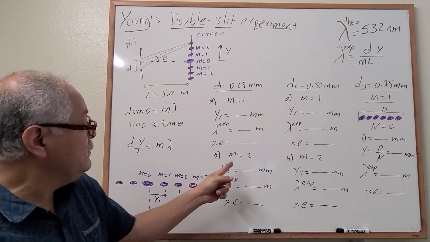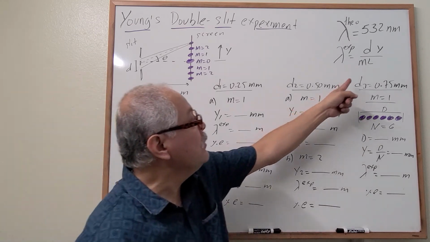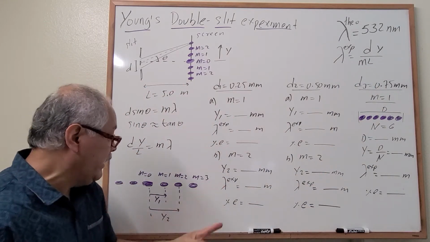Let's go for part 2. Part B, m equals 2. Again, m goes right here, right? That's going to be 2, the value for m. And the same thing, let's find y2, correct?